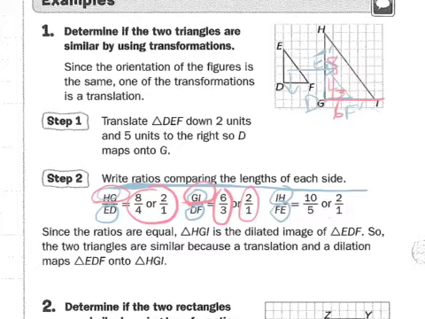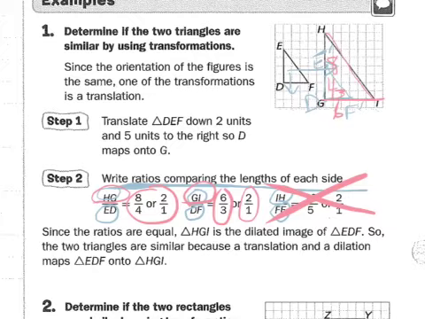Then I could do the same thing with IH and FE, but I can't count how big IH is because it's a diagonal line. I would have to use the Pythagorean theorem to figure that out. So I really wouldn't worry about that side. As long as you do two out of 3 sides on a triangle, then you can stop there. You don't have to do the third side.